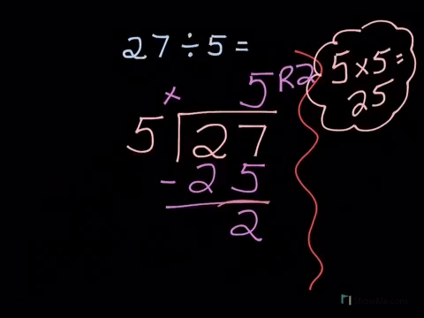So let's go over that again. We have our remainder, quotient, divisor, and dividend. So in this case, 27 divided by 5 is 5 remainder 2.